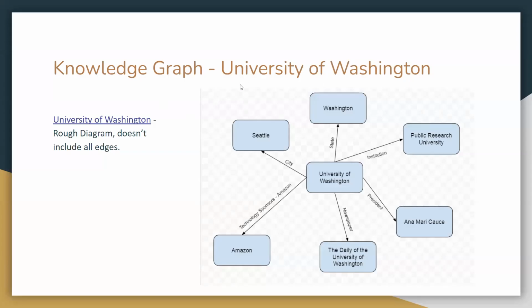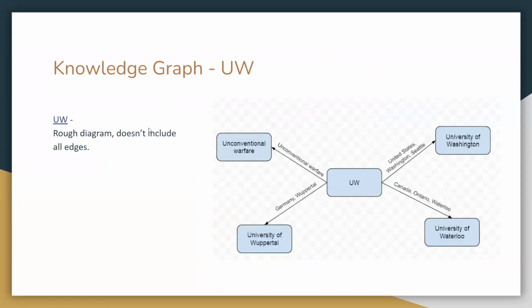Next, for modeling the certain Wikipedia pages, like University of Washington. This is a rough diagram, so it doesn't include all the edges, but here we can see that the node is University of Washington, and here are the links to other pages, and there is a relationship to them. So for example, for Anna Mary Kaus, this Wikipedia page, University of Washington has a relationship because she's the president of the University of Washington. And here, the state of University of Washington is in Washington, and its city is Seattle, and the type of institution.